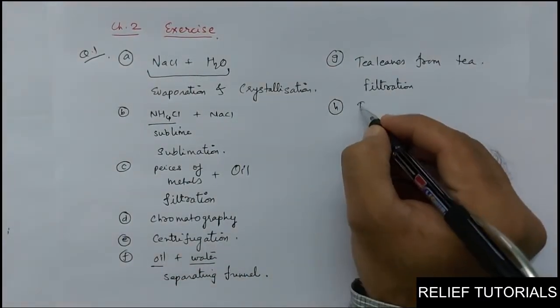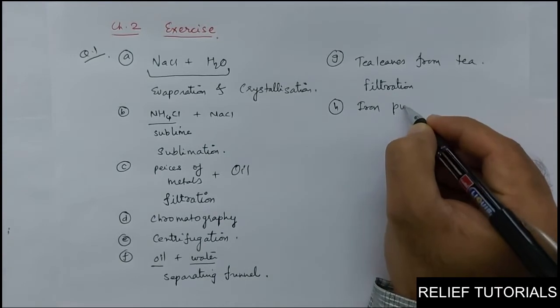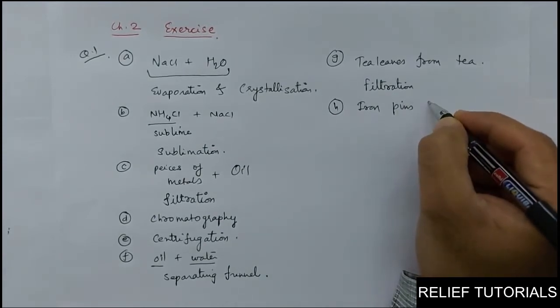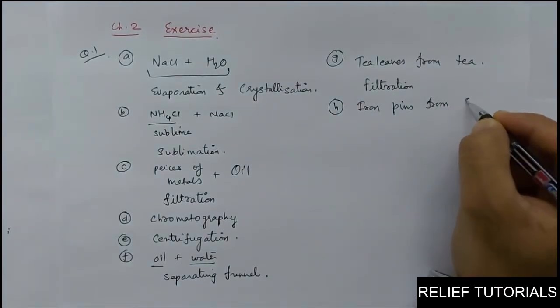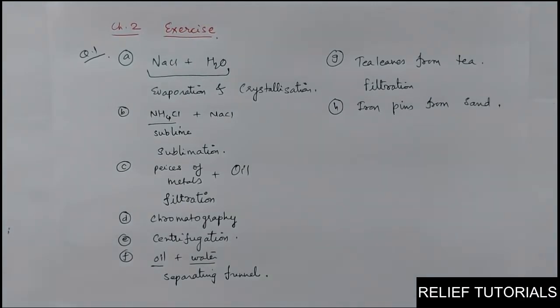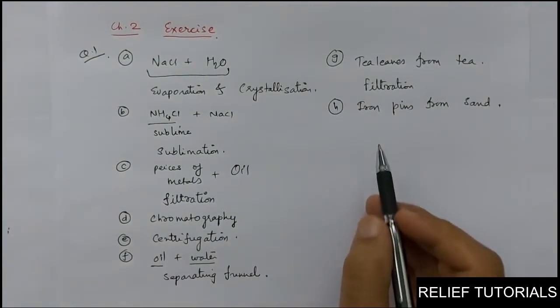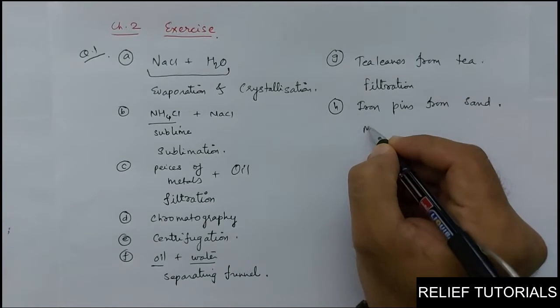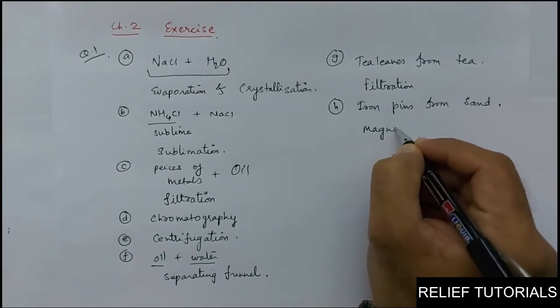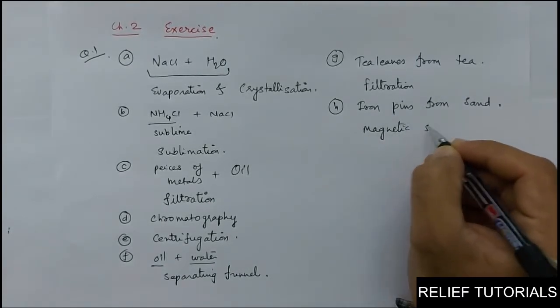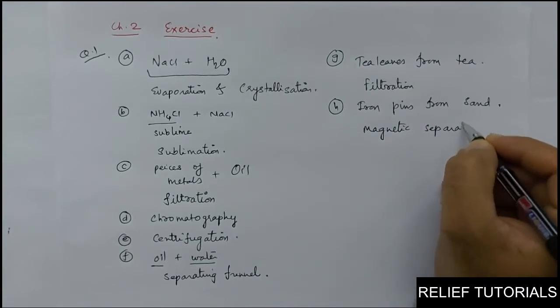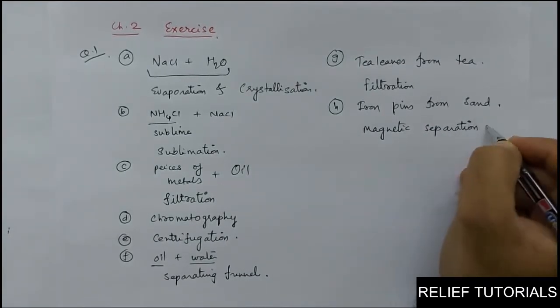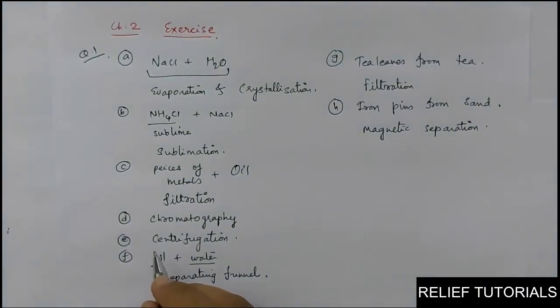Next, we have to separate iron pins from sand. Iron pins are magnetic, so they can be separated by the magnetic separation method.